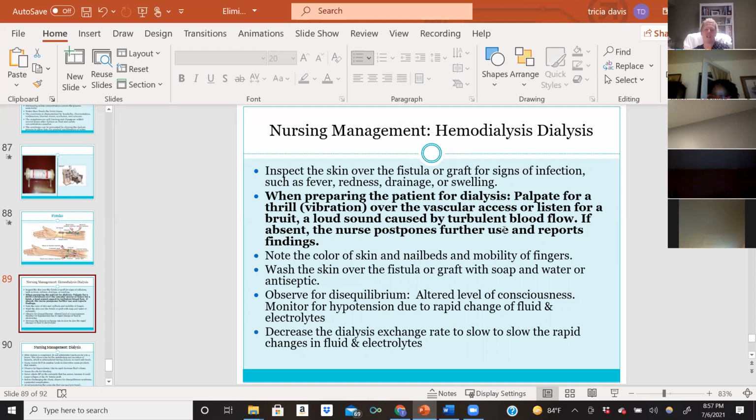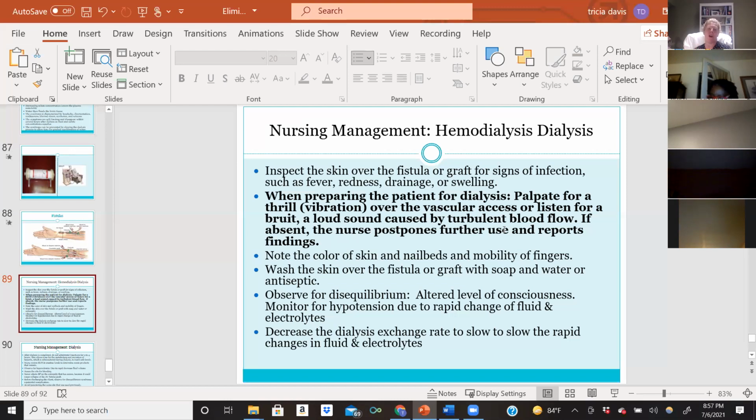You want to make sure you're noting the color of the skin and the nail beds and the mobility of the fingers. We're assessing for edema and dryness, pruritus. We want to wash the skin over the fistula or the graft with soap and water or an antiseptic. Want to keep it clean.